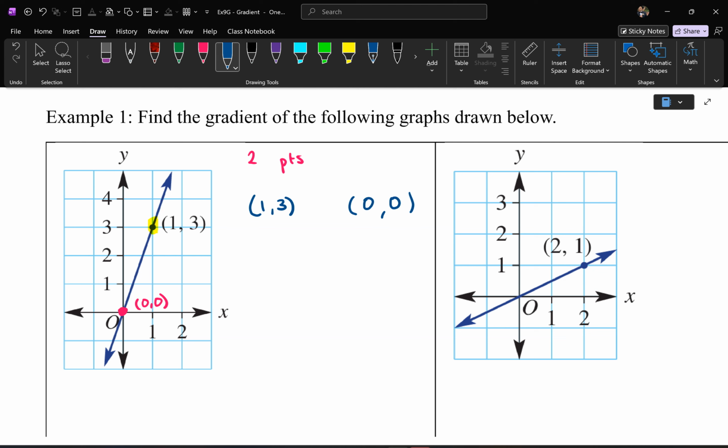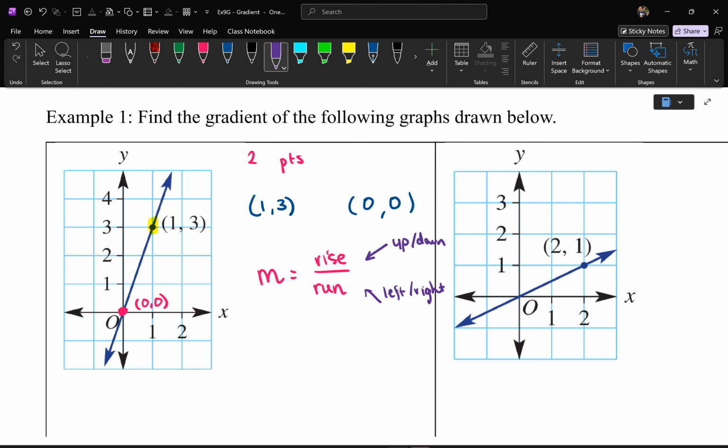So I now have 2 coordinates: 1, 3 and 0, 0. Let's do the graphical method. To find the gradient, if I'm using a graph, it was rise over run. What does this mean? This just means how much up or down, how much left or right. That's it. Nothing else. You're just reading between these 2 points, moving from left to right.